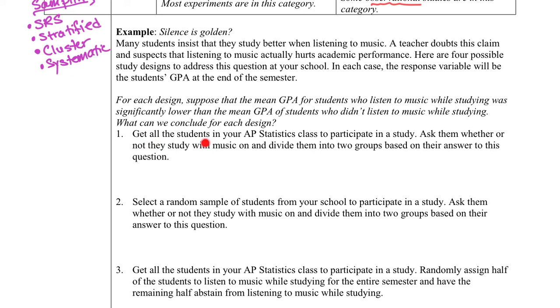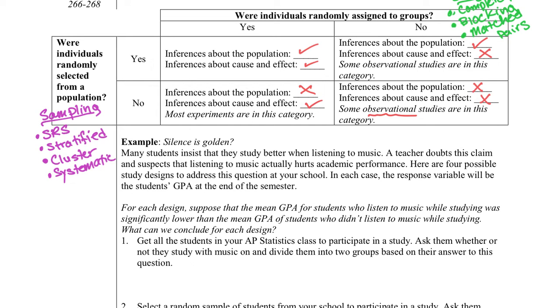The first one says, get all the students in your AP statistics class to participate in a study. Ask them whether or not they study with music on and divide them into two groups based on their answer to this question. So let's go back up to our table here, and we want to answer these two questions.